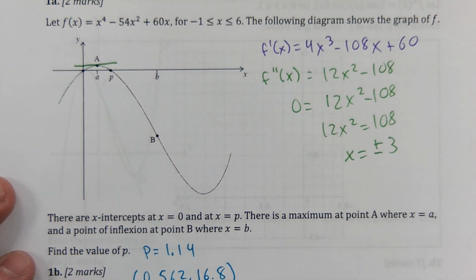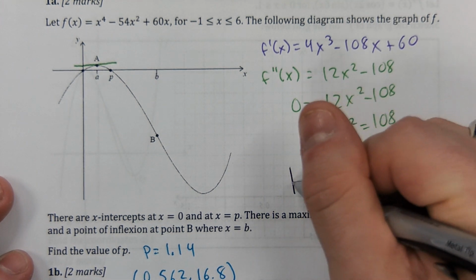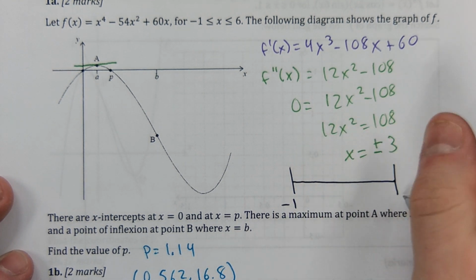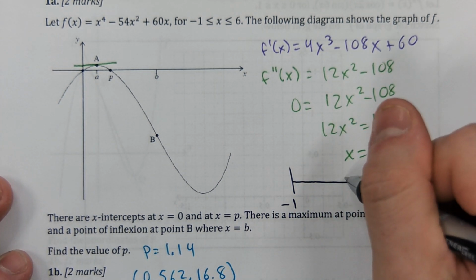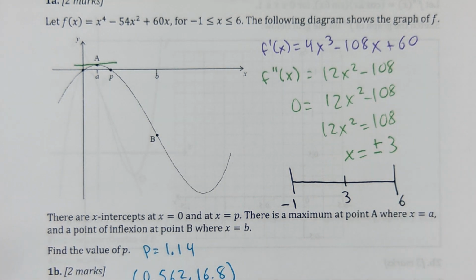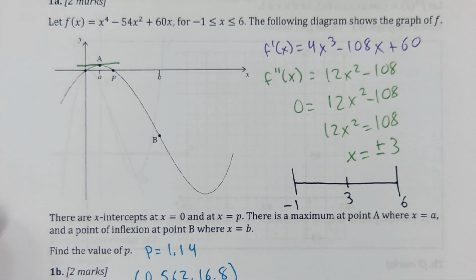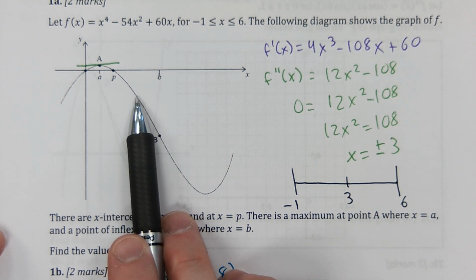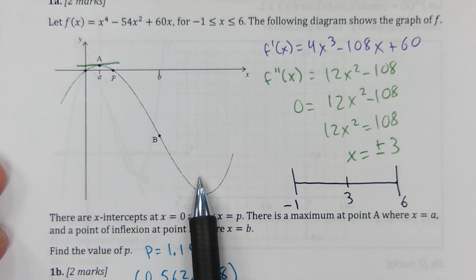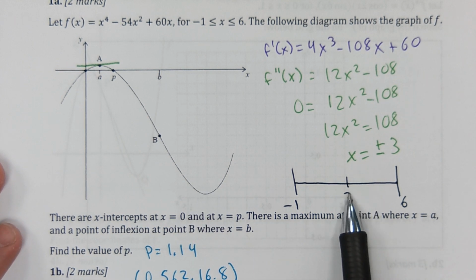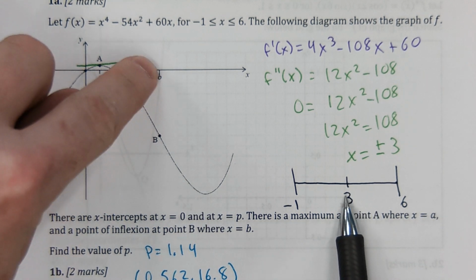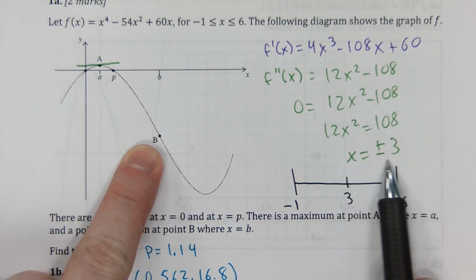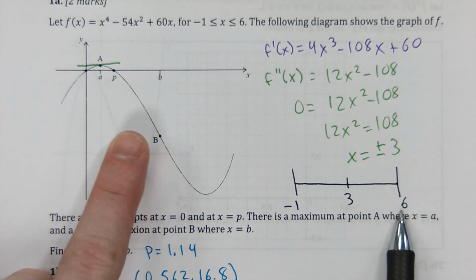So when I make my sign diagram, I throw a 3 on there somewhere, picture not drawn to scale, and I'm hoping everybody can see that to the left of B, this thing is concave down, and to the right of B, it's concave up. So this x equals 3 has to be my B value. It doesn't have a choice.